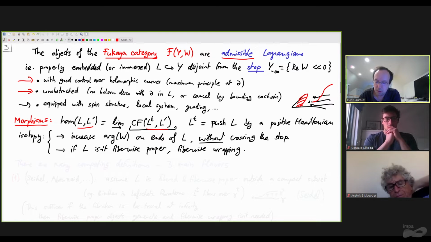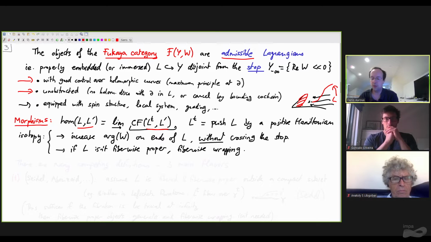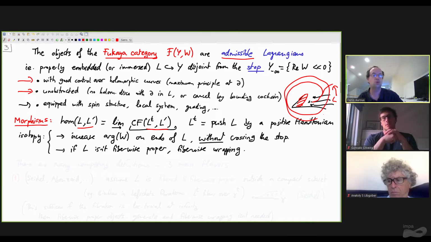where the simple basic requirement is that on all the ends of L, we should move them so that the argument of W increases. Or if you want, they go counterclockwise in the base, but we don't want to go all the way around and around and around. You could keep wrapping. This gives what's called the wrapped Fukaya category. This is not quite what we want. We do not want to push past the stop at minus infinity.